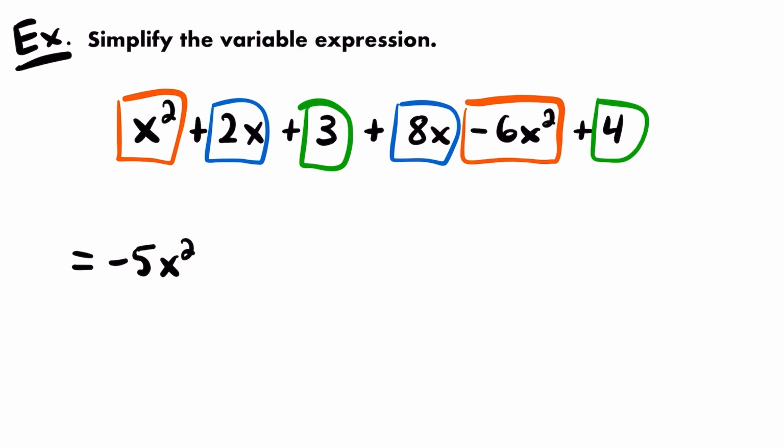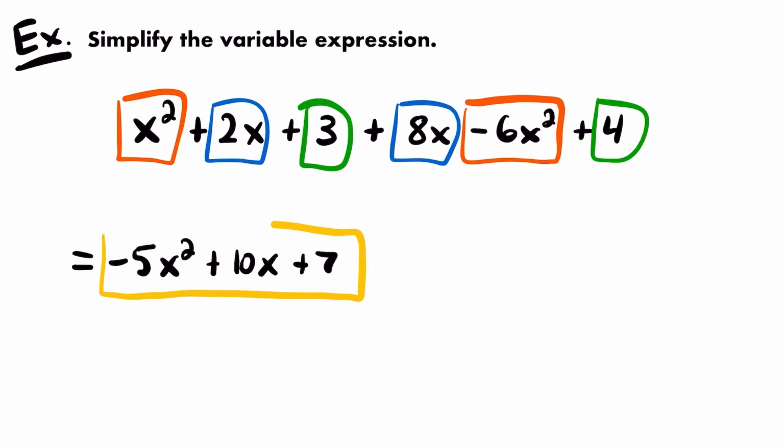And then moving on to the next pair, we have 2x and 8x. Adding their coefficients, 2 plus 8 gives us 10. So we'll have plus 10 times x. Remember to keep the same variable part. And then finally, we just need to take care of our constant terms, 3 and 4. And as I said earlier, 3 plus 4 is 7. So we have plus 7. All right, and so that right there would be the simplified form of this variable expression.